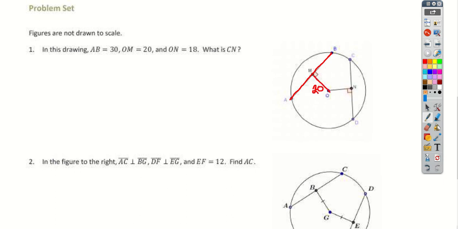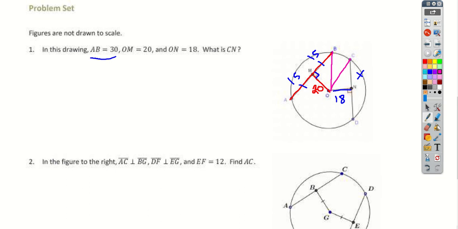Now, as soon as I see this right angle, I immediately have to know that this is going to get cut in half. So if AB is 30, that means these two are both going to be 15. Now ON is 18, which is different than this. So these two chords are not equal. But I still have to figure out the length of CN. So, strategy time. Right triangles. Got to try to get a right triangle here to help me out. The way to do it is to draw in the radius.